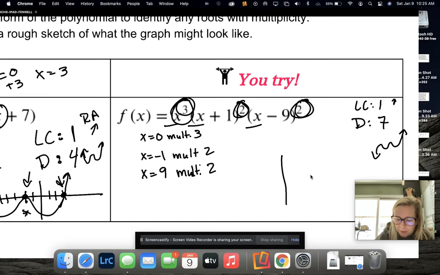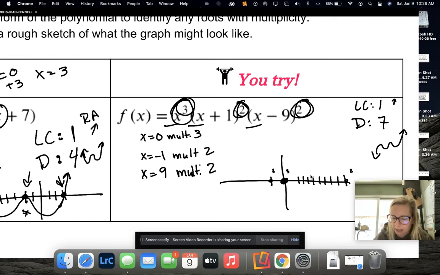So let's plot our roots, pay attention to our multiplicity, and give this a rough sketch. So at 0, we're going to have a little cubic. So this is going to be a degree 3. I'm just going to put little numbers at my roots to indicate what I'm doing here. At -1, I'm going to have a bounce point. That's a degree 2. And at +9, 1, 2, 3, 4, 5, 6, 7, 8, 9, I'm also going to have a bounce point, a degree 2.